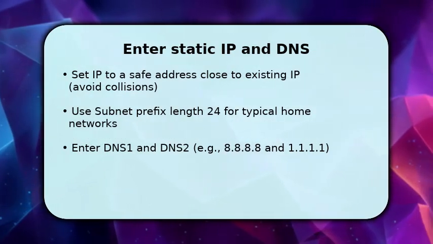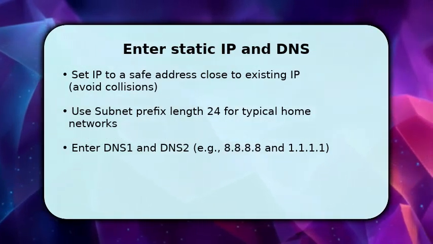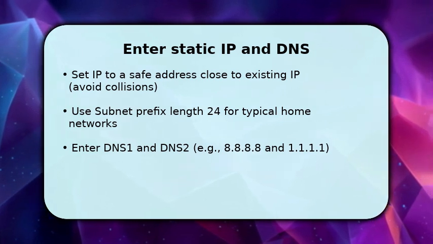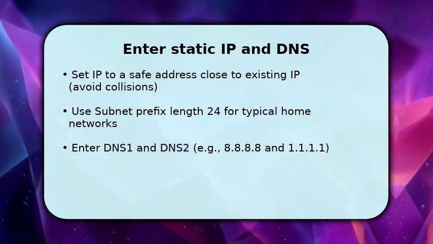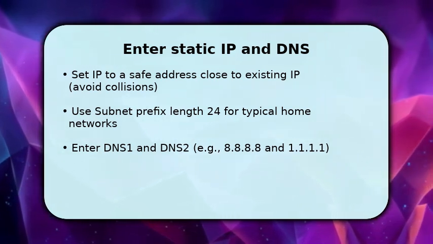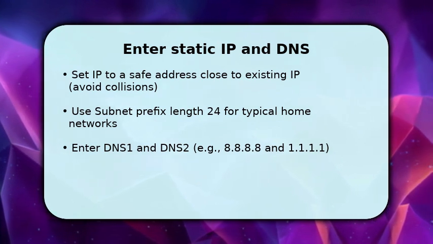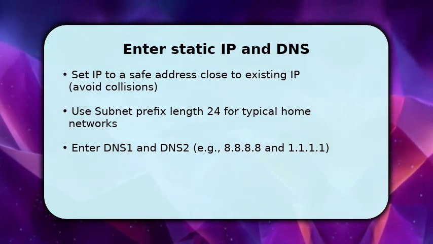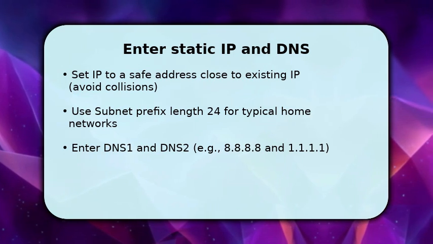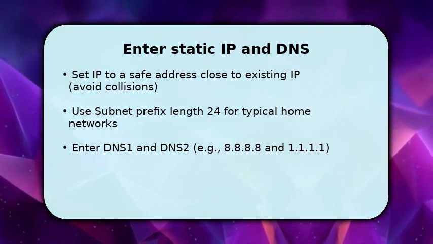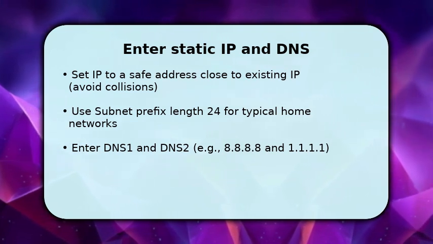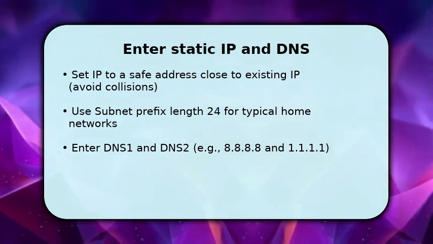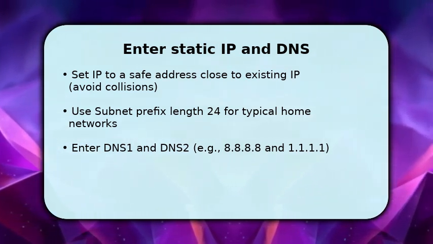Choose an IP address that matches your network's first 3 octets but a different last number to avoid collisions. This keeps connectivity stable. For most home routers, set subnet prefix length to 24, put the router's gateway exactly as noted. In DNS1 and DNS2, enter your preferred servers, for example 8.8.8.8 and 1.1.1.1, so name lookups use those resolvers. Save the network to apply the changes and reconnect immediately.